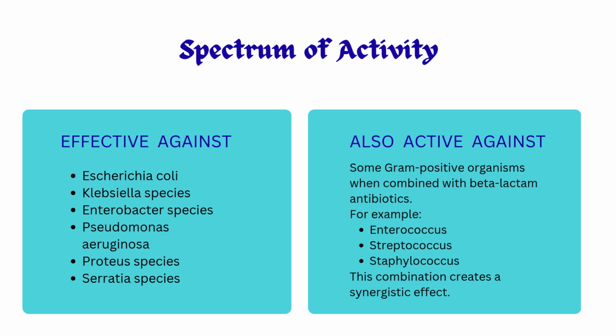Activity against mycobacteria. Some aminoglycosides, particularly streptomycin and amikacin, are active against certain mycobacterial infections, including tuberculosis. Important limitation.